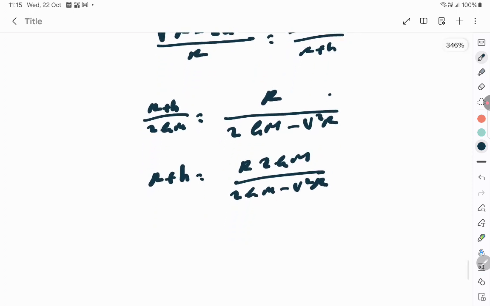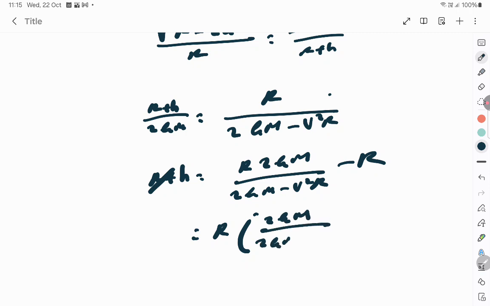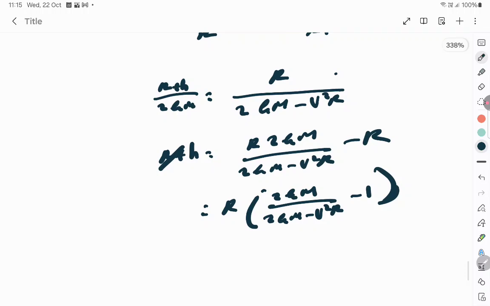And therefore, to find h, you can take the R to the other side. And you can take R also common. And you can get R into 2 gm by 2 gm minus v square R minus 1. Substitute the respective values and just get this answer, that's all.